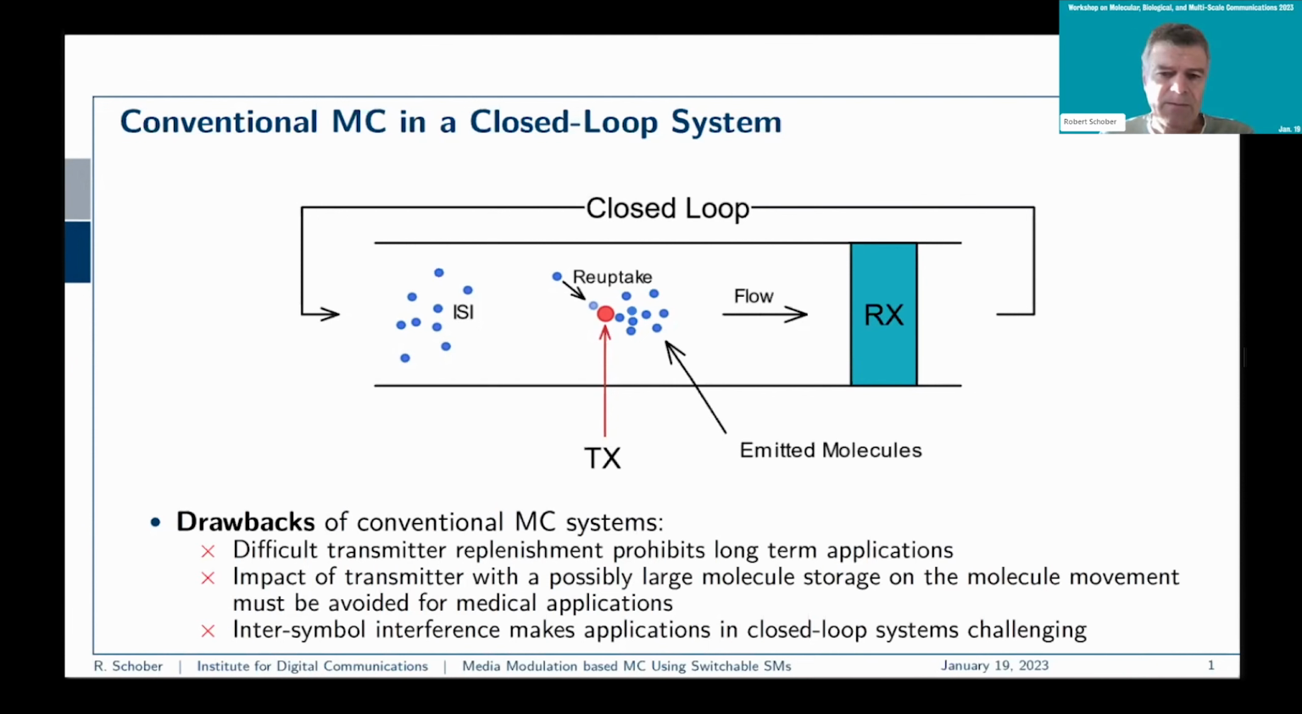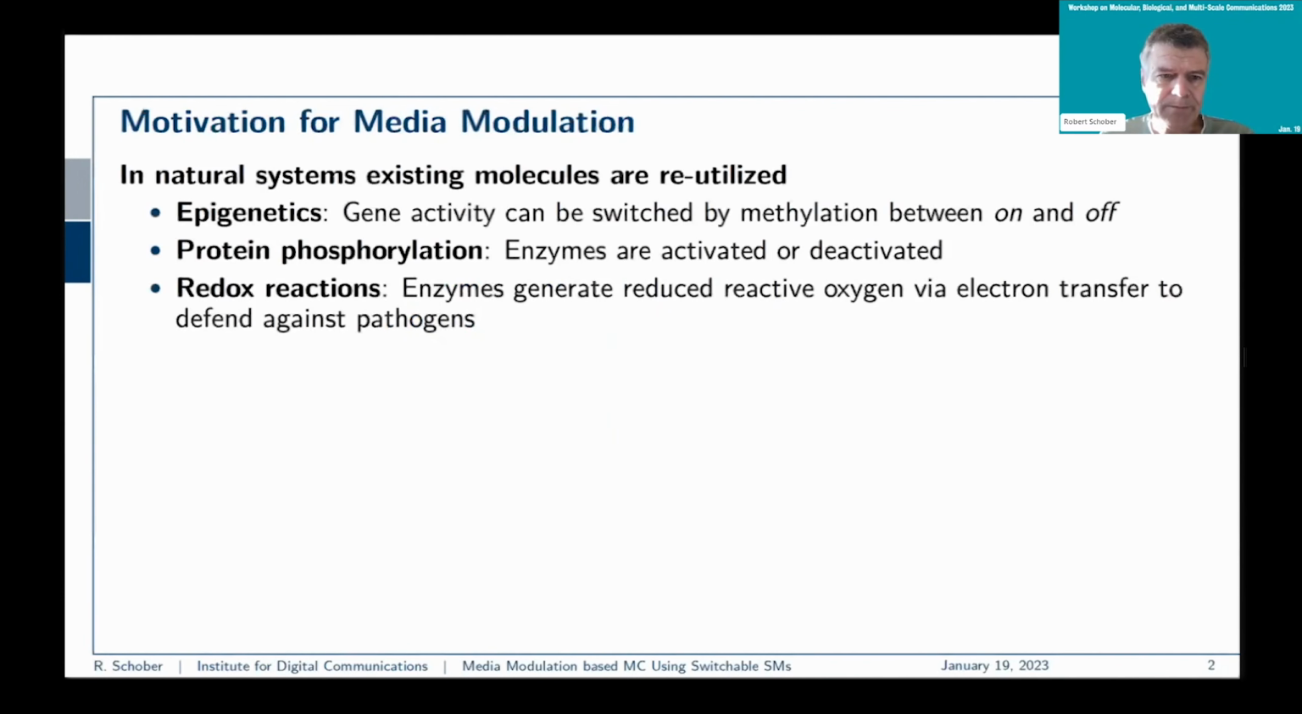Now, this setup has some shortcomings that we all have worked to overcome. So one is, of course, that the transmitter has to be replenished with these signaling molecules, which might be challenging. Then the transmitter is in the channel, and this may change the propagation of the molecules, so the flow profile, for example. And also for repeated emissions, there might be intersymbol interference, right? So the channel may get soiled basically with these signaling molecules.